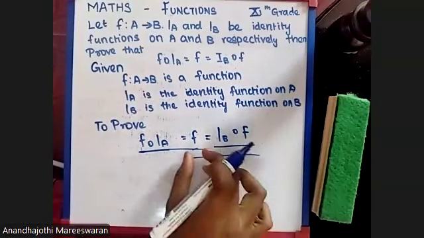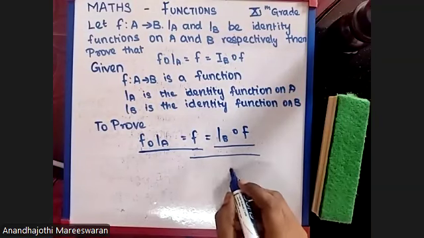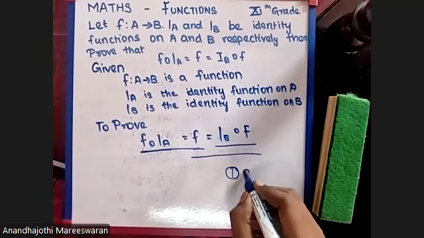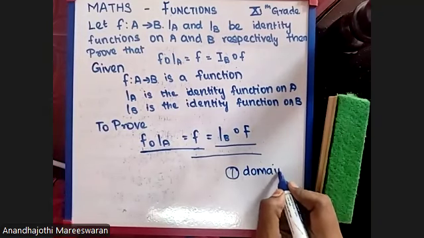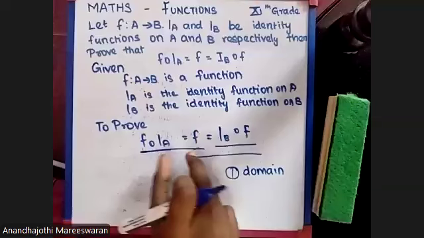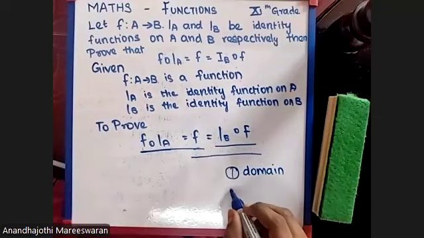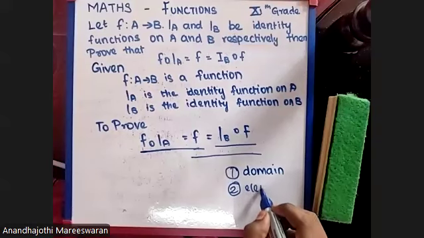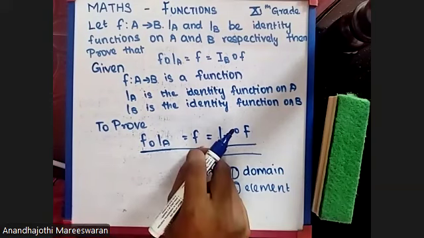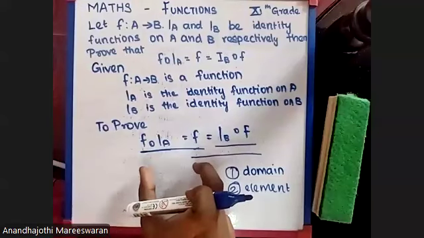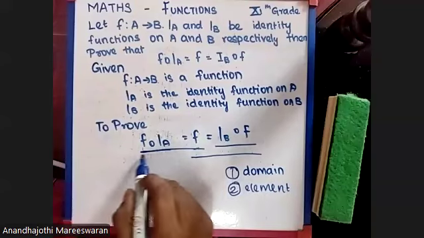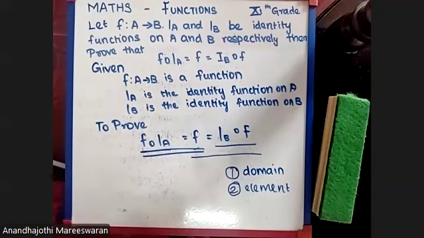For proving two functions are equal, we have to do two things. First, we have to prove the domain of the two functions is the same. So if we are going to prove this function is equal to this function, then both the domains should be the same. Second, we have to put a random element in both the functions and check how they react. The output will be equal, so that we can conclude that both the functions are equal.